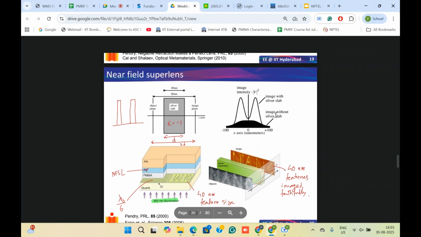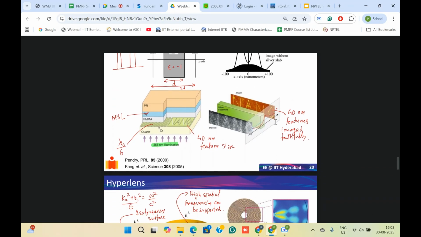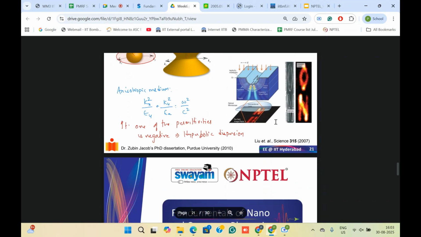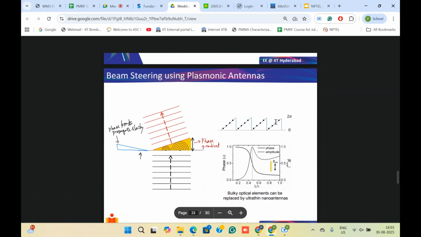The other examples are the near field superlens. The same concept will work and we can generate holograms with this. Then we can fabricate hyperlenses using negative refractive index materials. So we will take a 10 minute break here, then we will move further.